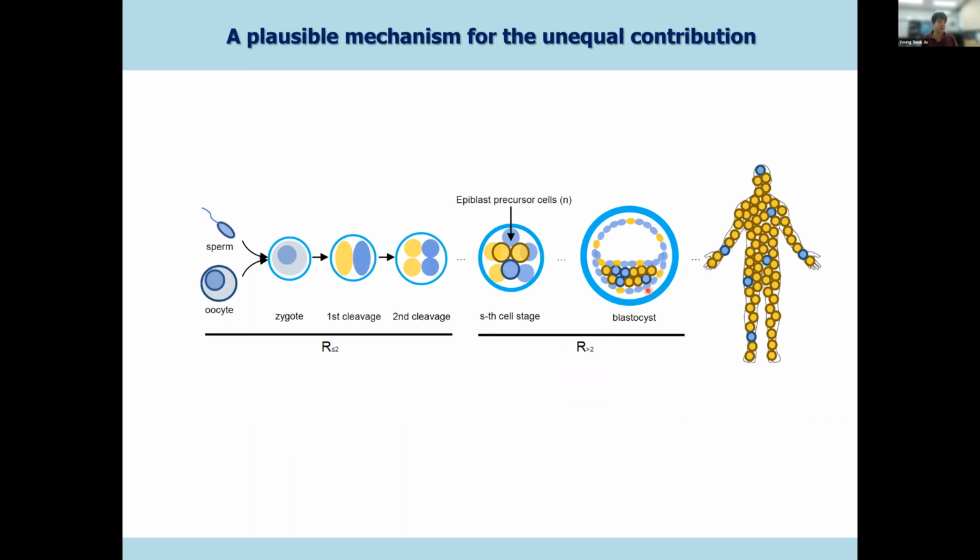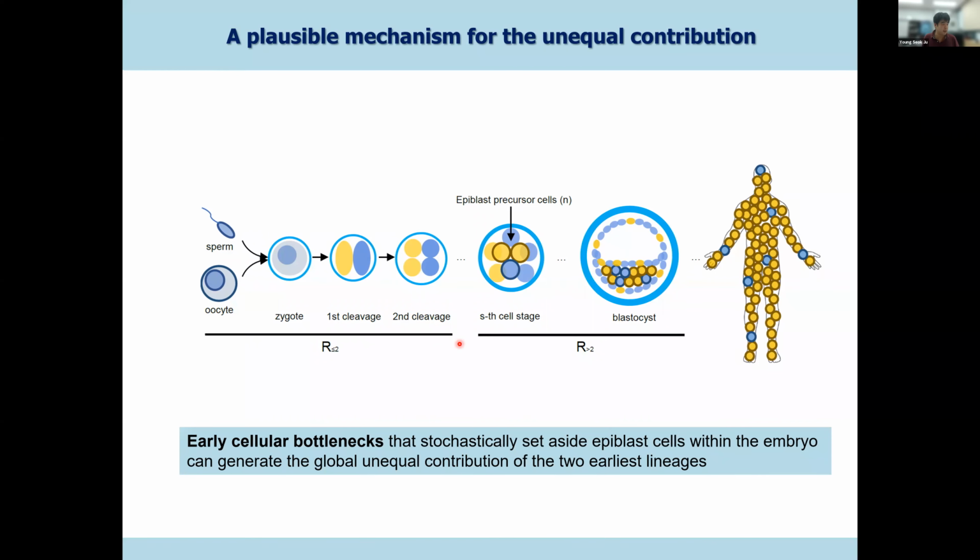What is the plausible mechanism for the unequal contribution in every individual? This is what we think at the moment. During embryogenesis, a small fraction of cells are selected to the inner cell mass that will contribute to our adult body. And we believe that during embryogenesis, there is such a bottleneck. There must be some bottleneck, and from the bottleneck, some kind of asymmetries are stochastically generated in the inner cell mass.